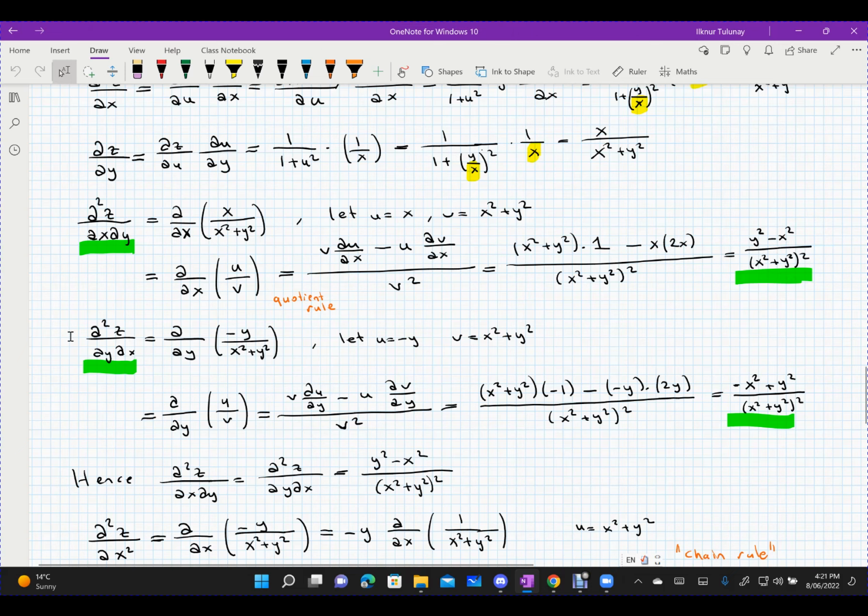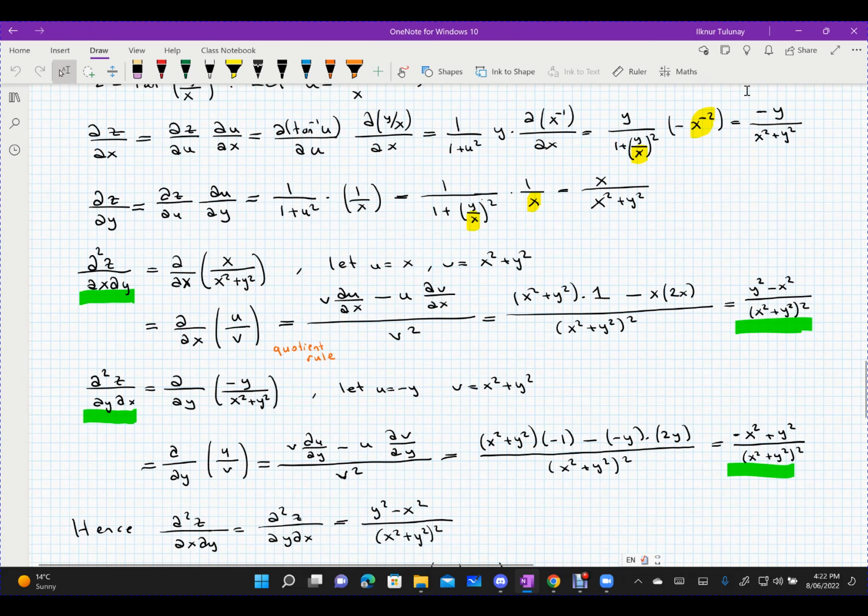Next one, d squared z dy dx. So dy will be here. We plugged in dz dx, which we calculated previously. So that's dz dx, minus y over x squared plus y squared. Plugged it in. And now we differentiate everything with respect to y. Again, we apply the quotient rule.